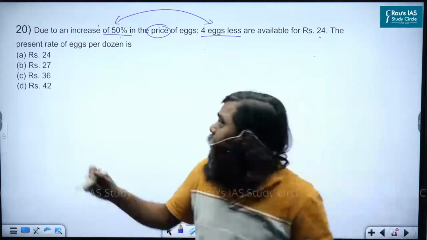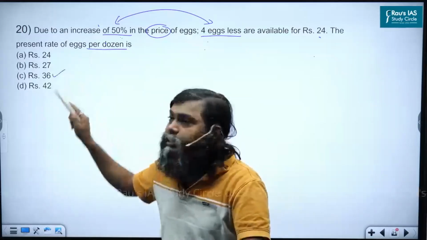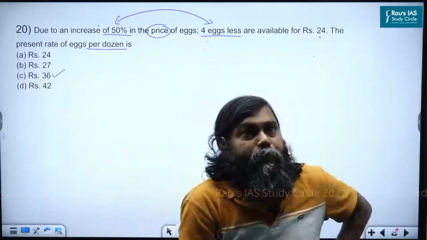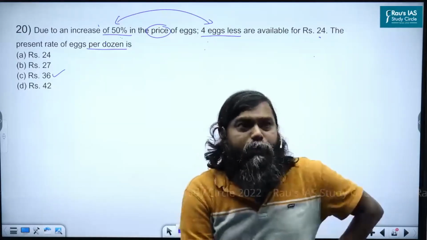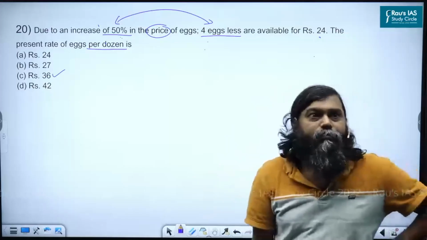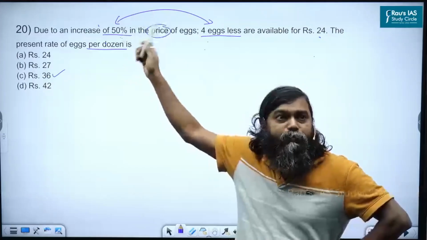Yes, sir. But the question asked for a dozen eggs. 1 egg is 3 rupees, 12 eggs is 36 rupees. That is the answer. Yes, sir. 50% price is synonymous with 50% expenditure.